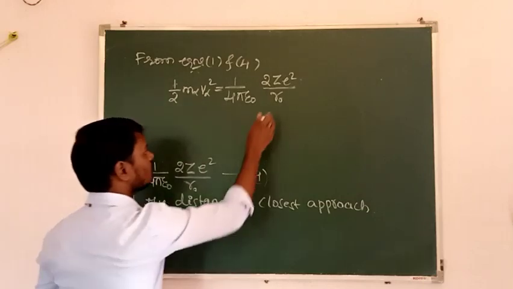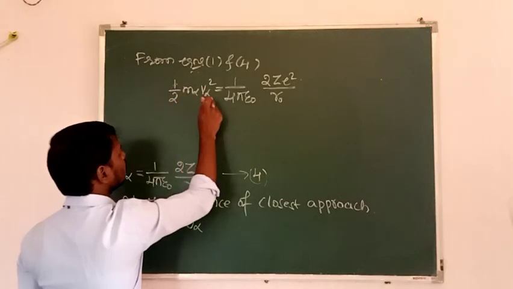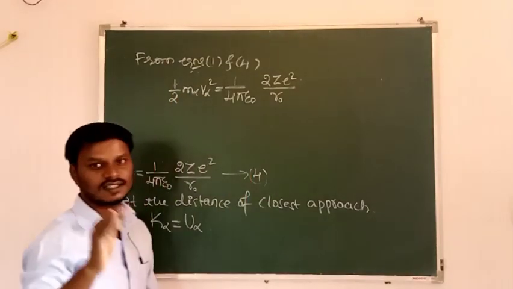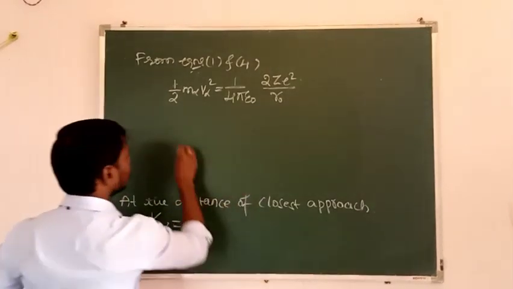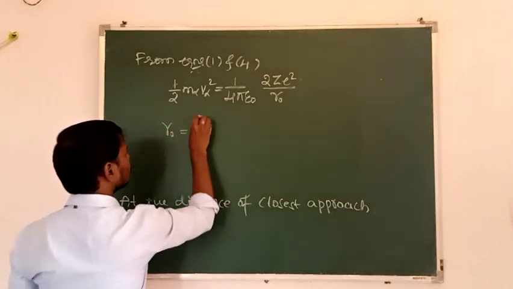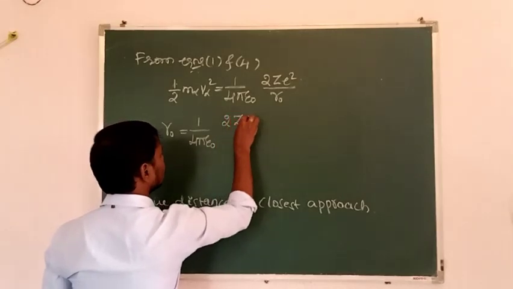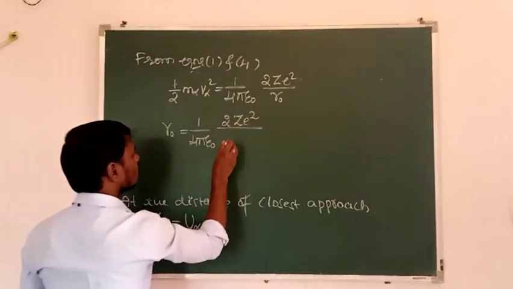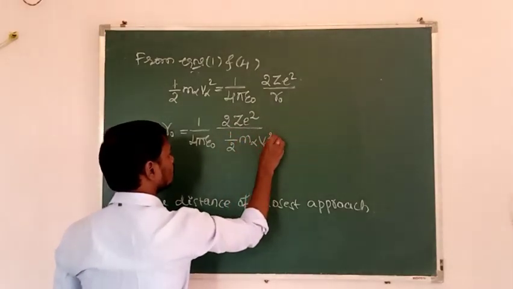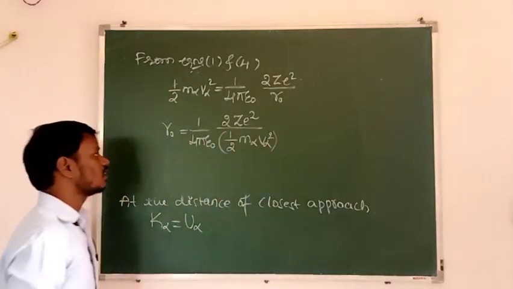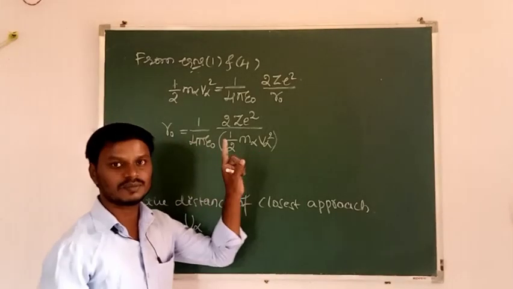Okay, then I will take this r naught to the left hand side, then that comes to the numerator, and 1 by 2 m alpha into v alpha square is taken to the right hand side, and that comes to the denominator. Then r naught is equal to 1 by 4 pi epsilon naught 2 Z e square divided by 1 by 2 m alpha into v alpha square. Then what it is showing, the distance of closest approach depends on the kinetic energy of the alpha particle.